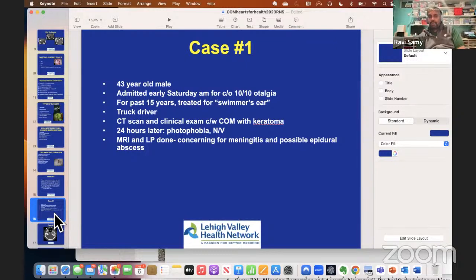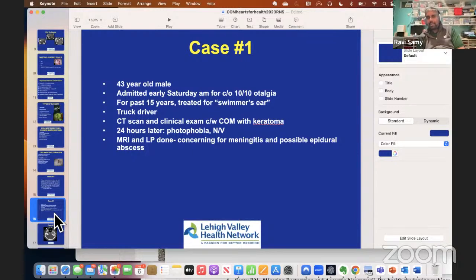So my fellow happened to see him in the ER, and a CT scan and clinical exam showed a cholesteatoma, chronic otitis media with a cholesteatoma. And we ended up admitting him. Thank God my fellow admitted him, because he said to me, hey, Dr. Samy, it's about 2 a.m., when he called me. He said, I think we need to get this gentleman admitted. I'm really worried about him.